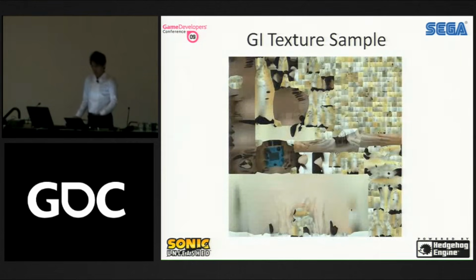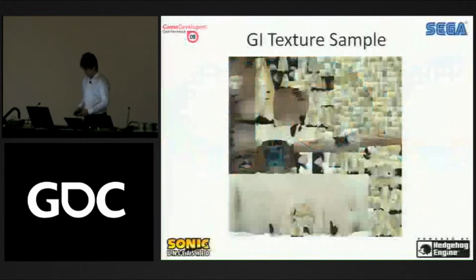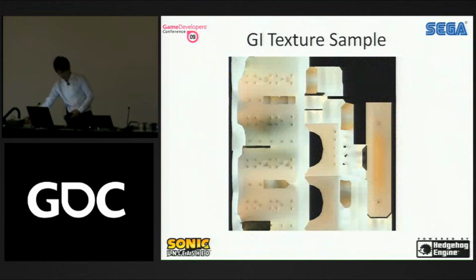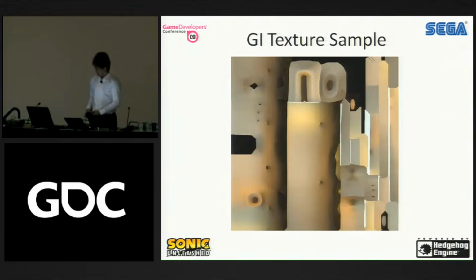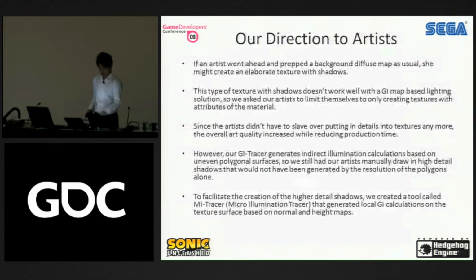This is an actual sample. It's like peeling an orange and the skin of the orange. You open up, and then we just open up the UV. And this is an actual tree, this is the GI texture for the tree. Also, the GI texture for a house, and the GI texture for the ground from the top, from above, from the sky.